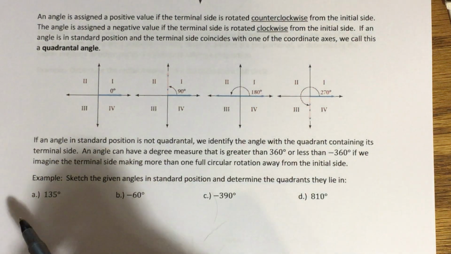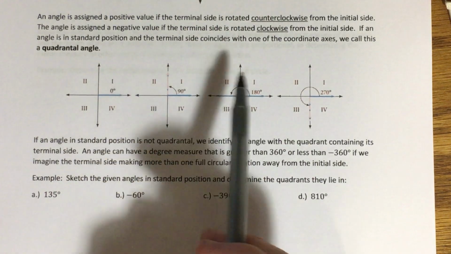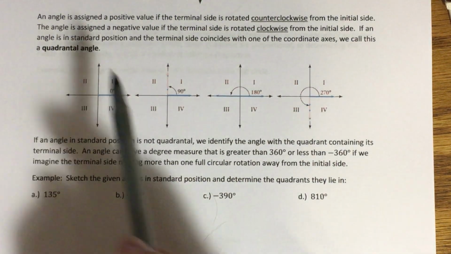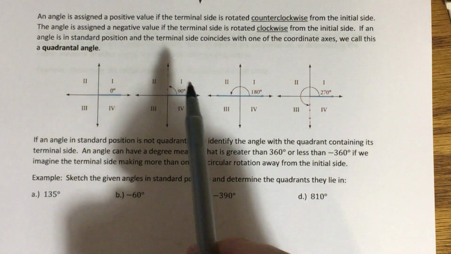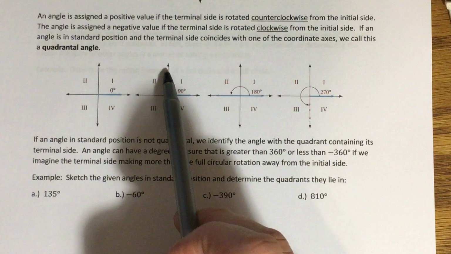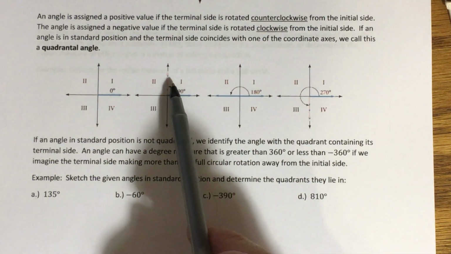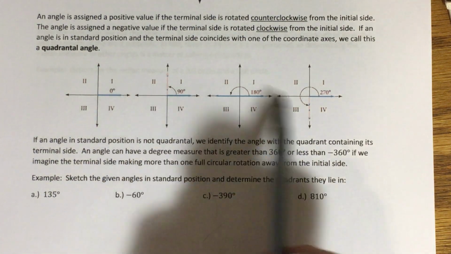We'll talk in a little bit about what it means for an angle to be in a quadrant, but before we do that, I want to talk about a special set of angles that we call quadrantal angles, and really all those are angles that are in standard position, and their terminal side coincides with one of the axes, whether the positive x, positive y, negative x, or negative y axis. And so that gives us four special angles.